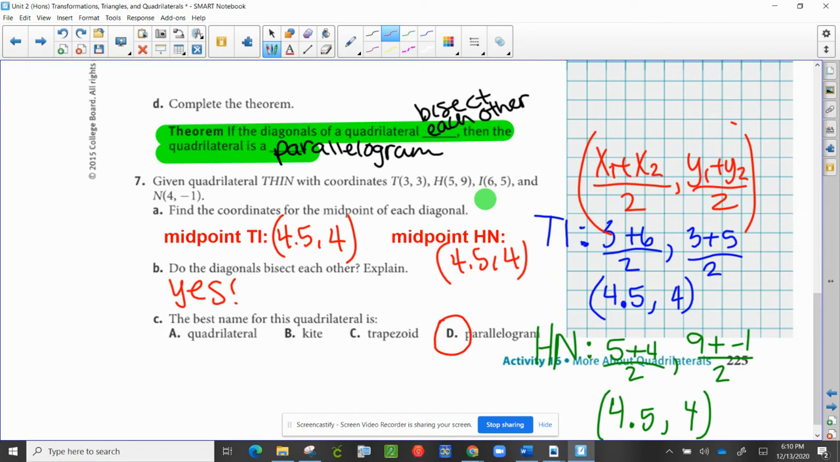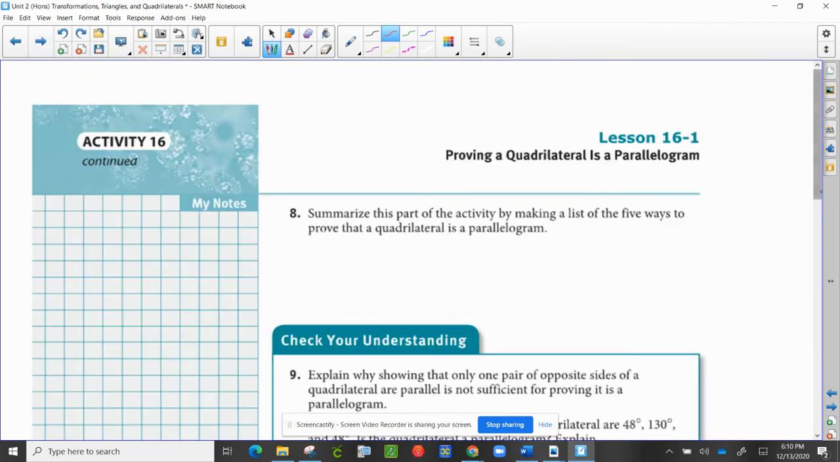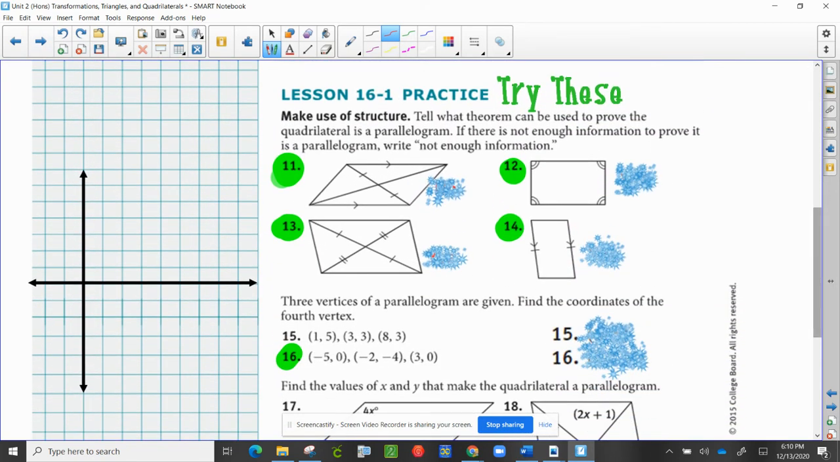Okay. All right, we're just going to finish this lesson up with some practice problems on the last page, and then we're done. So let's look at these here. In 11 through 14, we're going to look at the picture and tell what theorem can be used to prove that the quadrilateral is a parallelogram. If there's not enough information, then you'll just say you can't do it. So if I look at 11 here, they're marking some parallel lines, and they're marking some diagonals. So from this picture, can we prove that this is a parallelogram? Does it fit any of our theorems?